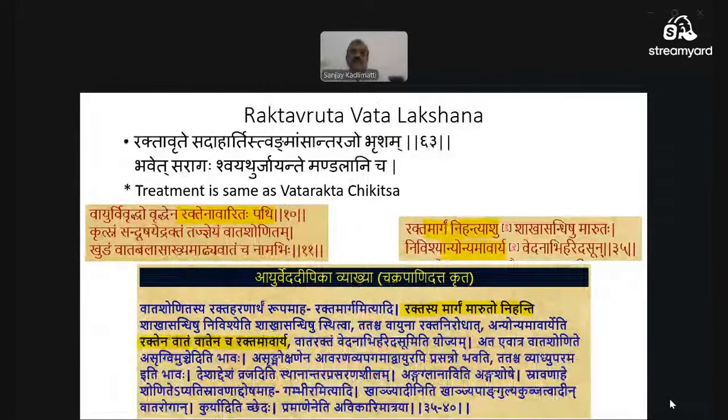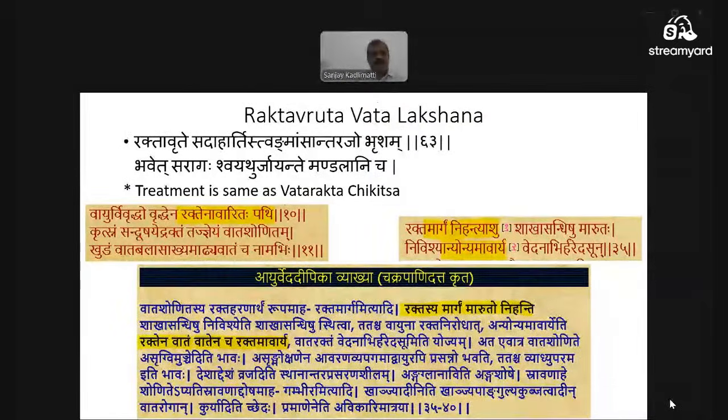Now, Raktavrita Vata Lakshana. I took the slokas from Vatarakta because see the treatment here. The treatment is the same as Vatarakta Chikitsa. Charaka says Vatarakta is to be treated as Vatarakta. Then somewhere in the inner consciousness of Charaka, he might be saying that Raktavrita Vata and Vatarakta have the same pathology.